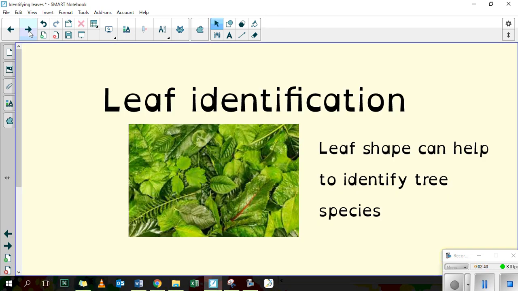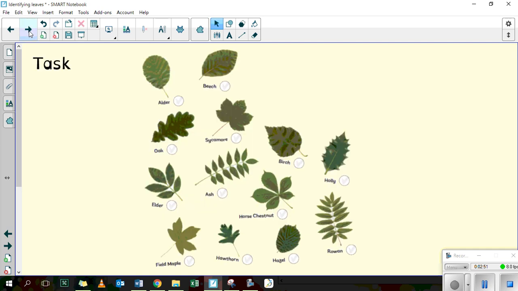So what we're going to do is leaf identification. The leaf shape can help you to identify tree species. So your task is, over the next few days, I would like you, while you're out on your daily walk or in your garden or when you are passing a tree, just stop for a minute and have a look at the leaves. Look at the shape of the leaves and see if you can identify the tree species from the shape of the leaf.